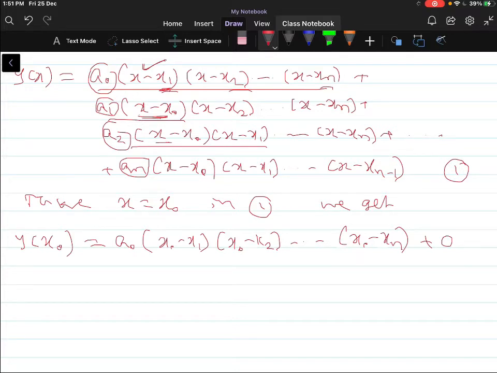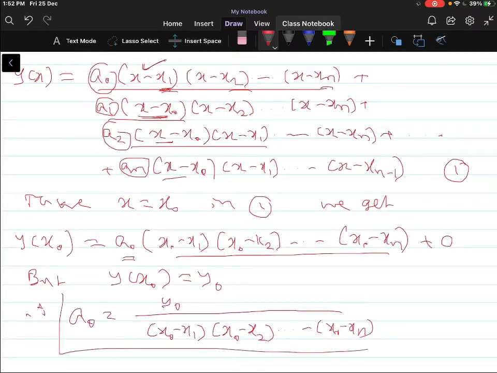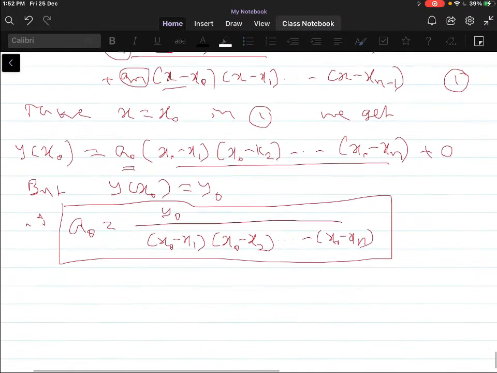You can observe that in the second term, when you take x equal to x naught, x naught minus x naught is 0, and 0 into anything is 0. In the third term also, when you take x equal to x naught, that becomes 0. In the nth term also, it becomes 0. So all other terms are 0 except a naught. But from the definition of interpolation, y of x naught is the same as y naught. Therefore, a naught is equal to y naught divided by x naught minus x1 into x naught minus x2 and so on, x naught minus xn. So this is the value of a naught.